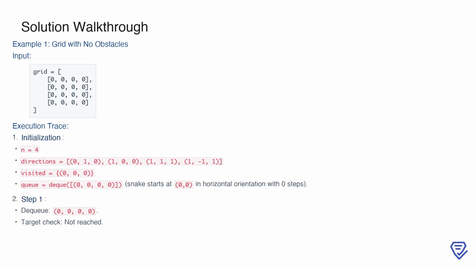We use a visited set to track the states we've already explored, starting with the initial state, 0, 0, 0. A queue is initialized for our breadth-first search, BFS, algorithm, with the starting state, 0, 0, 0, 0, representing the snake's position, orientation, and steps taken so far. In the first step, we dequeue the initial state and check if the snake has reached the target position. Since the target hasn't been reached, we proceed to explore the valid moves from this state.